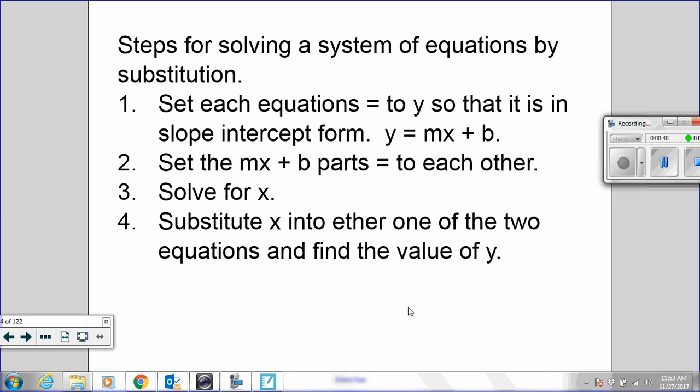Now, in the previous video, all the problems were already set equal to y, so that it was in y equals mx plus b form. Today, I'm going to work some problems where you have to set it up so they'll be in slope-intercept form. So let's take a look.